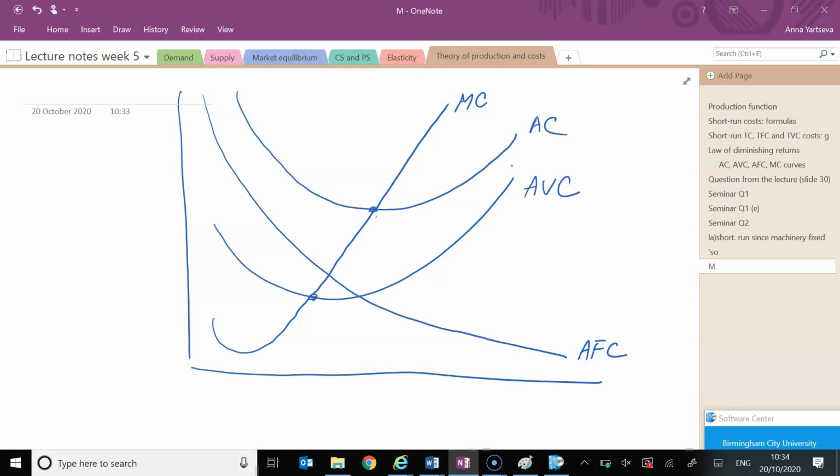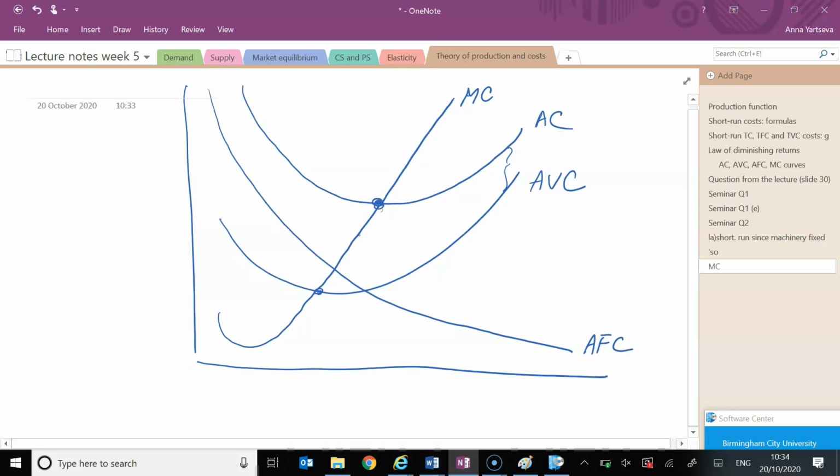What is the distance between these points? Why do these two curves, average cost and average variable cost, converge to each other? Why does marginal cost pass through the points of minimum of average variable cost and minimum of average cost? There is an important economic explanation to all this, and this was covered in the lecture. Please make sure that you go through this, because there are questions on this in the exam.